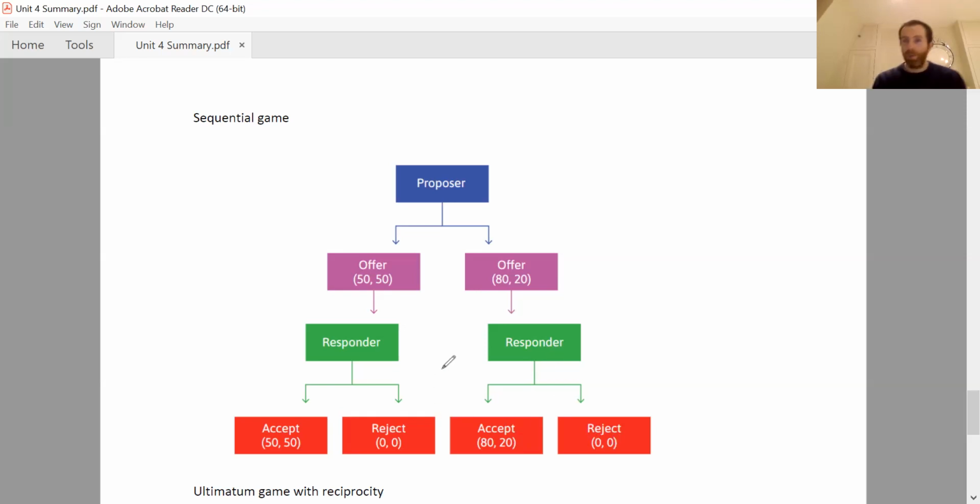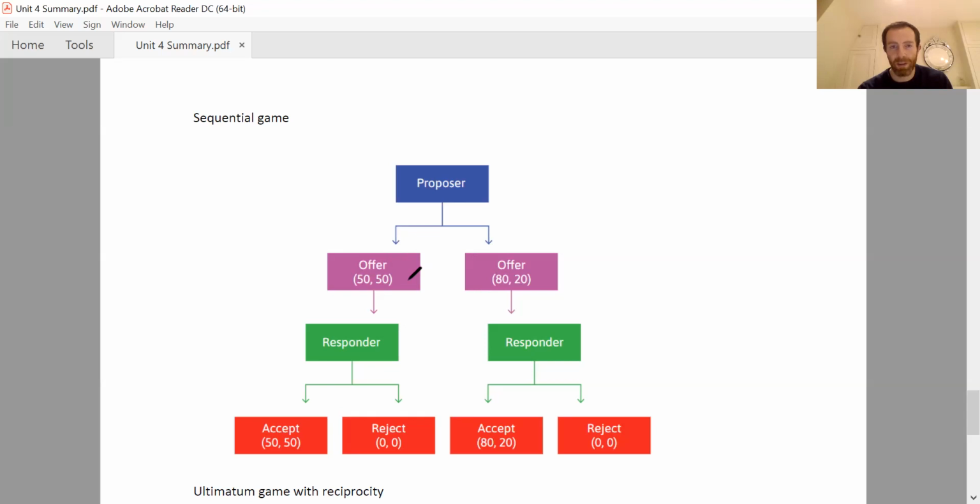So with this kind of game, a sequential game, the way that we typically figure out what the equilibrium will be, what the outcome will be, is we use this concept of backward induction. We start with the final decision and think about what the person making that final decision would do. And then we go to the previous decision and think, based on that, what would the person making the decision before do?